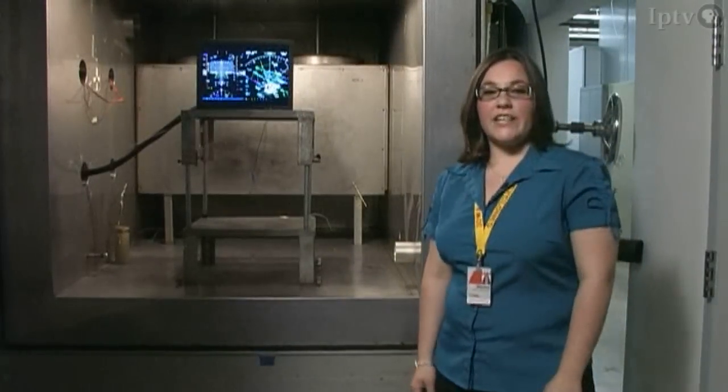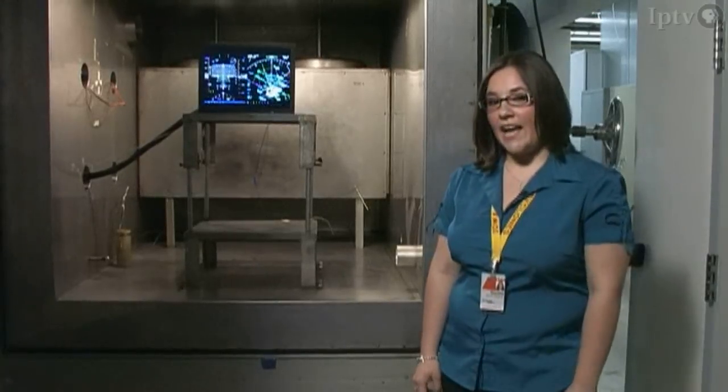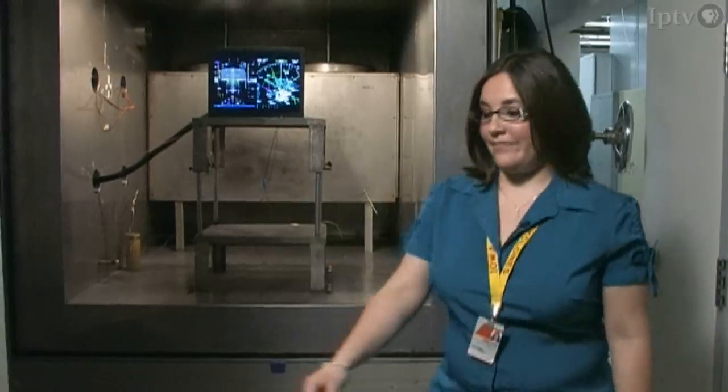So what we do here is we test the equipment. One of the tests that we conduct here is a temperature altitude test, and it simulates planes flying at high altitudes. What we have here is a display that's going to go in the cockpit of a big jumbo jet.